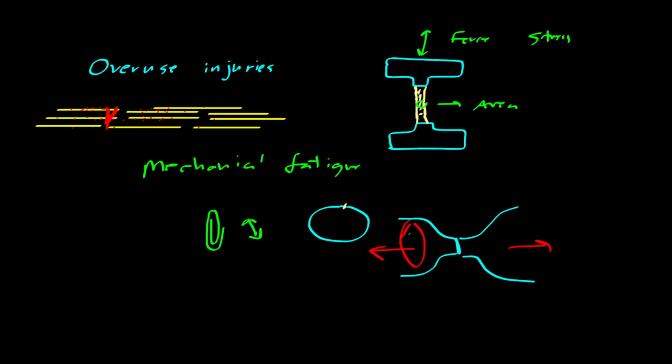So out here, that force is getting divided by this cross-sectional area. But in here, the same force is getting divided by a smaller number, so the stress is bigger. And that actually explains why hair scrunchies tend to fail right here. And the same is true for biological tissues.